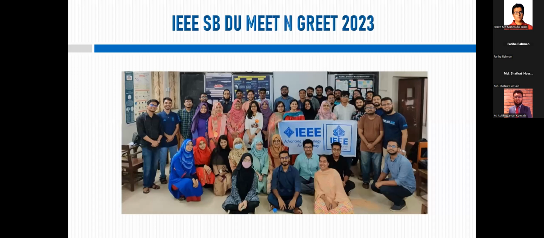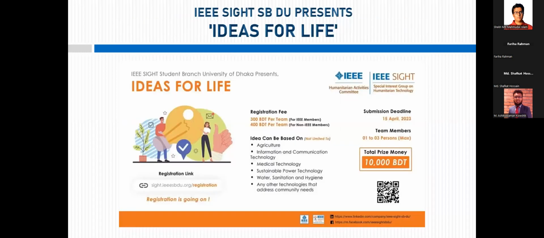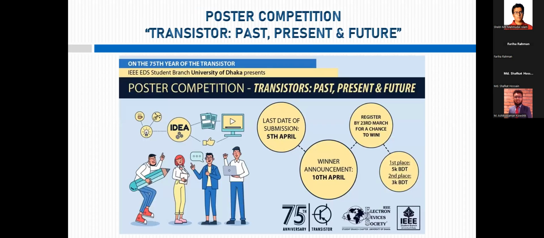And here's the meet and greet program that we recently organized, including all the members, all the society members, ex-coms and others. Last year and this year, we have organized 3 important competitions, and one of them is the IEEE Women's Special Competition, Ideas for Life, an ideathon program by the IEEE SIGHT Student Branch University of Dhaka. This was presented by the IEEE Electron Devices Society as a poster competition on transistors and others.